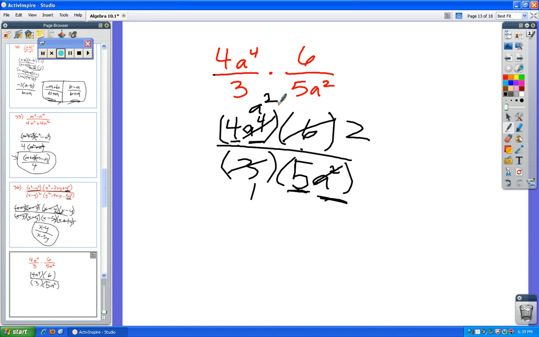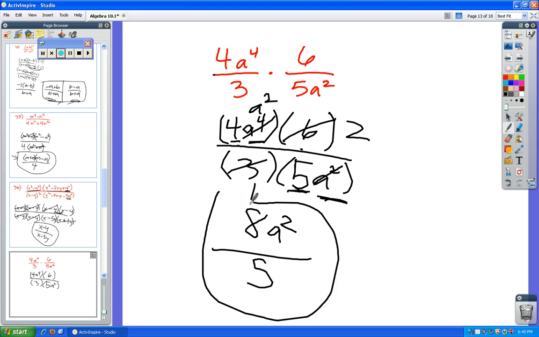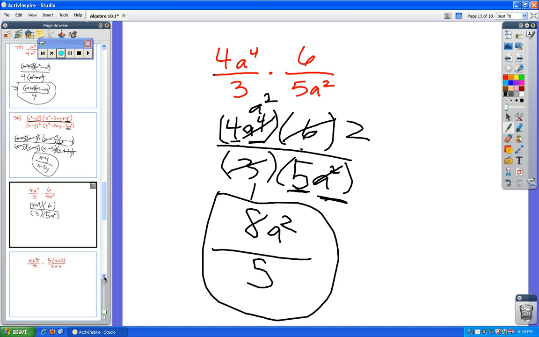No. Now that we have it canceled, we can start multiplying out the numbers and we can leave the letters alone. So let's see. 4 times 2 is 8. There's an a squared left on the top. On the bottom, 1 times 5 is 5. There are no variables left. This right here would be the simplest form of what we started with. The goal is to multiply, but really we want to simplify. Let's try this again.